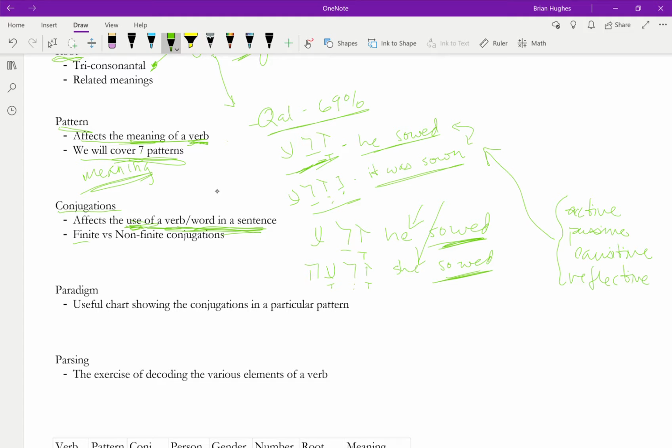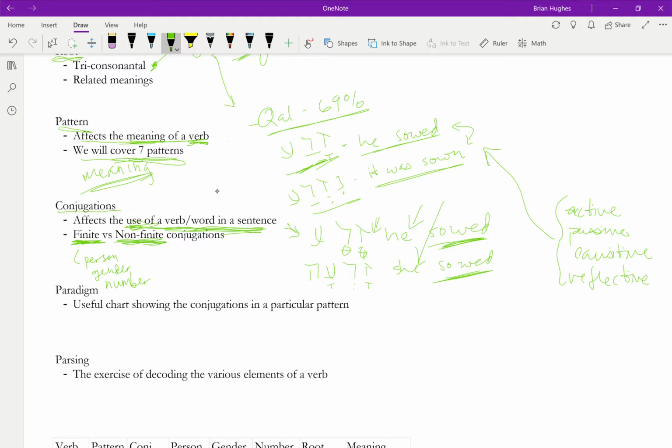So we're going to learn finite and non-finite conjugations. Finite means limited, right? So finite conjugations are more limited than non-finite conjugations. Now there's a reason this isn't infinite, and we'll talk about that in a moment. Finite conjugations are marked, that is the different vowels underneath, and then what's added to the back and the front, the prefixes and the suffixes, will tell you person, gender, and number.